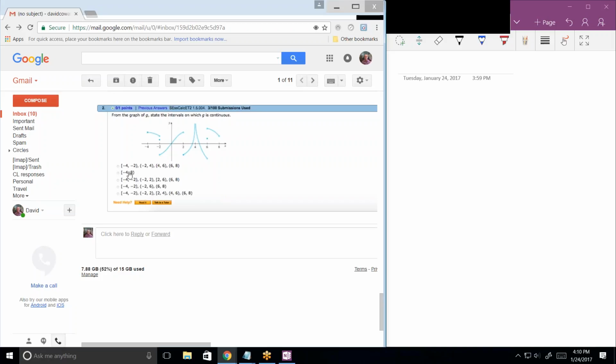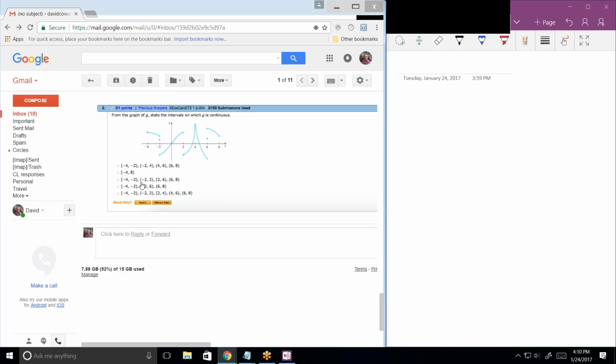Mm-hmm. I mean, we know number 2 isn't right because there's all kinds of discontinuities there. It certainly is not continuous from -4 to 8. But number 1 has promise. It's continuous from -4 bracket, because it's closed dot, to -2 parentheses, because it's open dot. And it's also continuous from -2 to 2. So that's not correct.